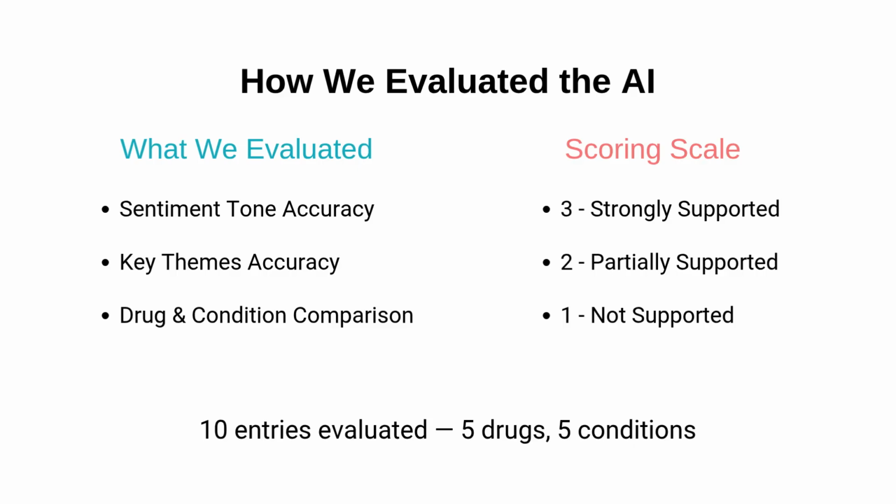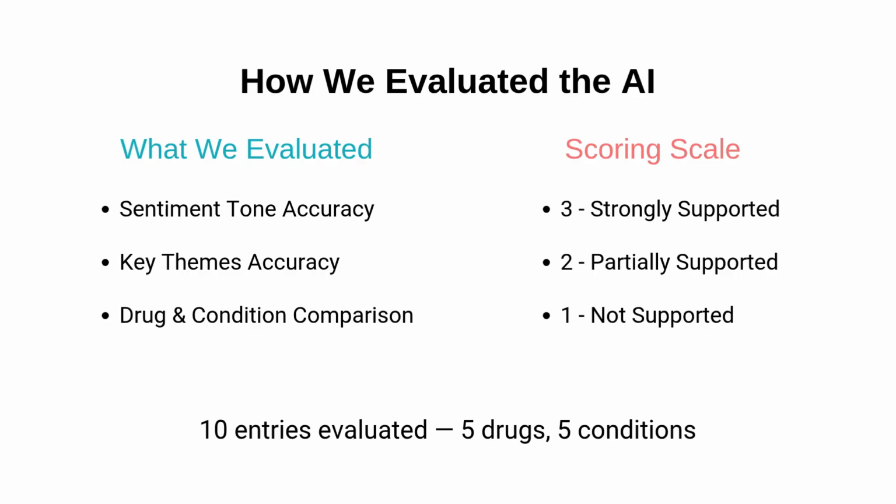First one is sentiment tone accuracy. Did the AI correctly identify whether patients felt positive, negative, or mixed about a drug or condition? Key themes accuracy. Did the AI correctly identify the main topics patients were actually talking about? Things like side effects, effectiveness, or quality of life. And drug and condition comparison. Did the AI correctly identify which drugs perform better or worse relative to each other?